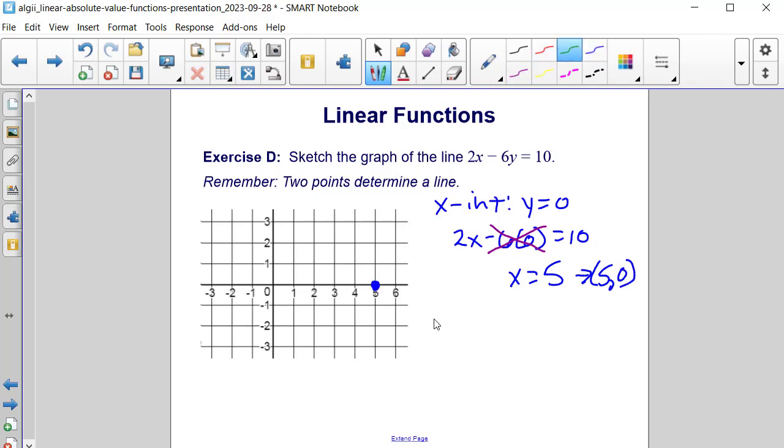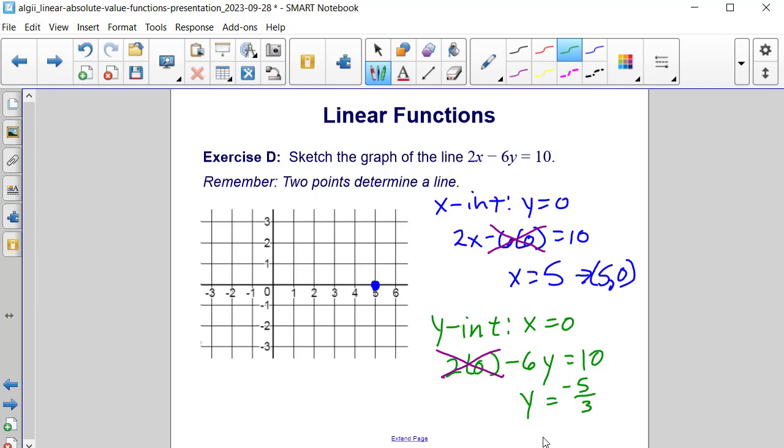Now let's figure out our y-intercept. Remember, the y-intercept has an x-coordinate of 0. So 2 times 0 minus 6y is equal to 10. Well, 2 times 0 is 0, so we have -6y is equal to 10. If we divide both sides by -6, we get that y is equal to -5/3 when simplified, which is -1 2/3. So it's a little more than halfway between 1 and 2.